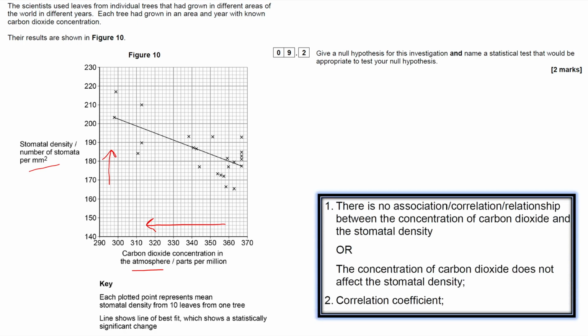So your answer would be, there is no association or correlation or relationship between the concentration of carbon dioxide and the stomatal density, or you can say the concentration of the carbon dioxide does not affect the stomatal density. And the second part was the statistical test that would be appropriate. Obviously we can't use here t-test because we don't have the mean values. We are not comparing the means. So we're just checking the correlation between the two values. So the appropriate test here would be the correlation coefficient.